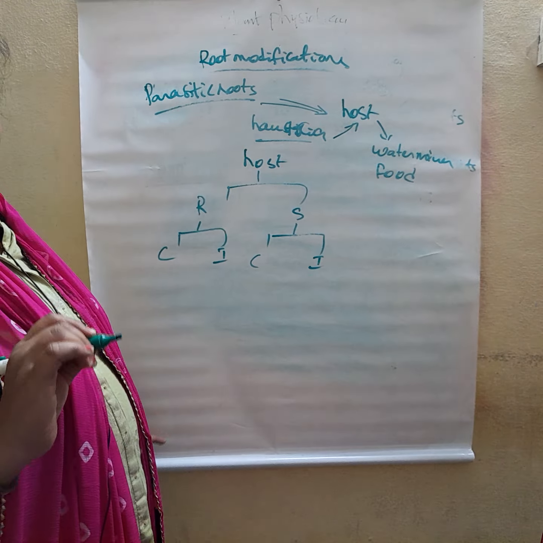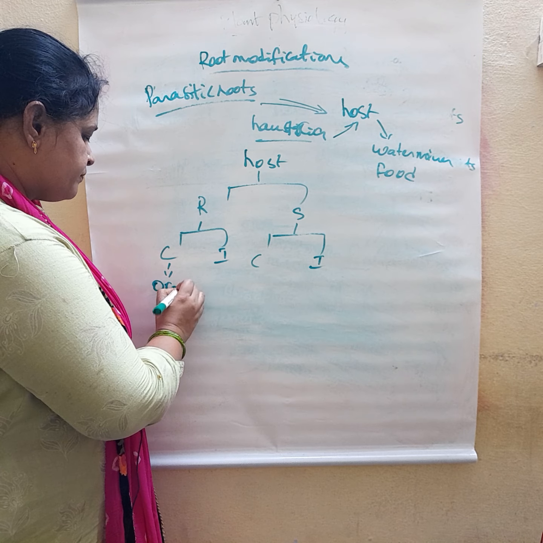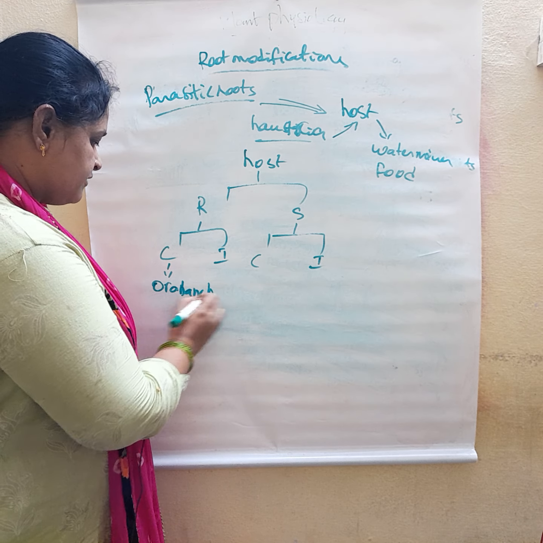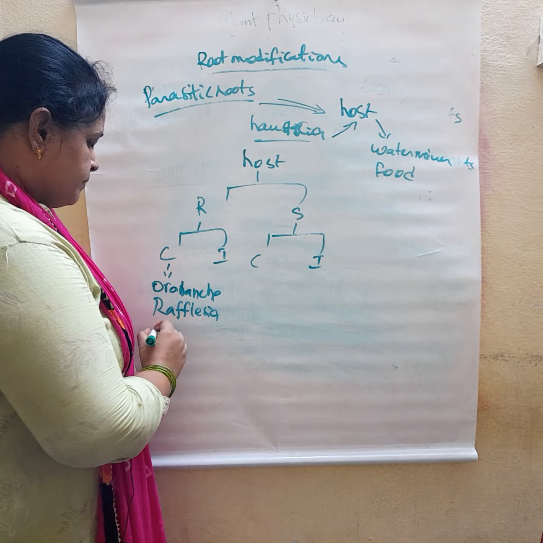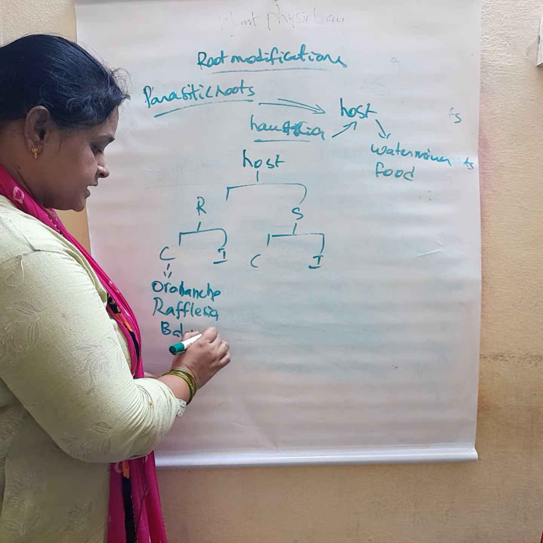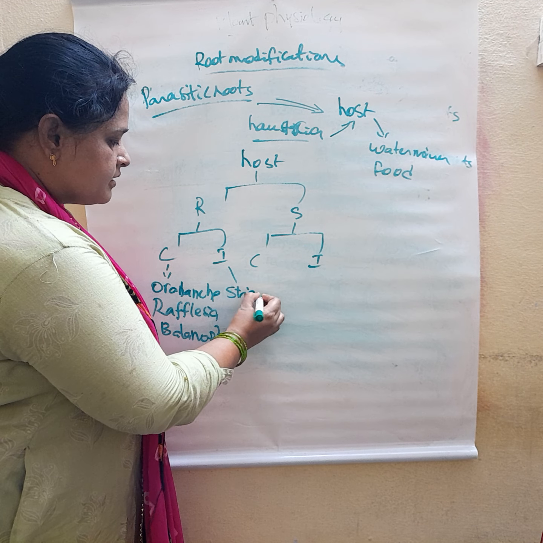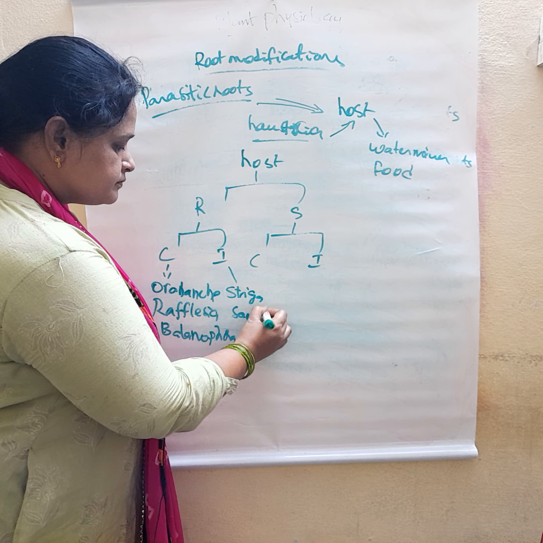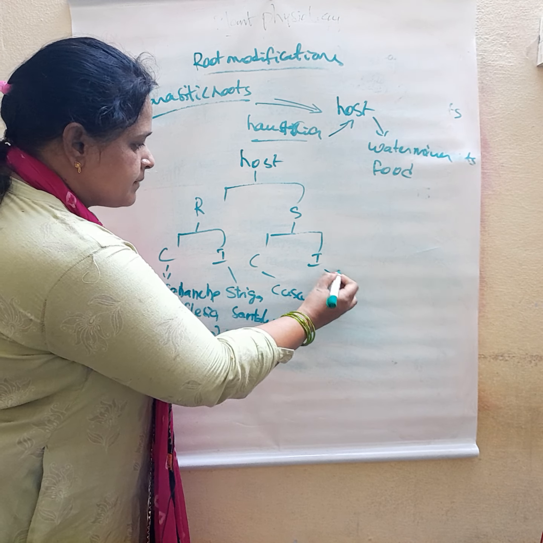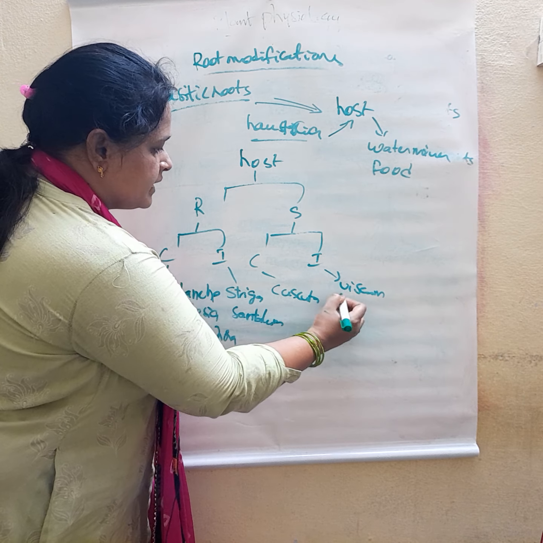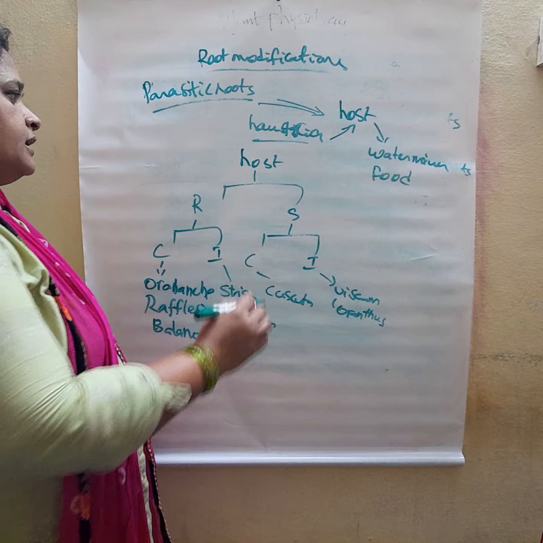stem incomplete parasite. Stem complete parasite example is Orobanche, Rafflesia, Balanophora are some of the examples for root complete parasite. Root incomplete parasite, Striga, Santalum. Stem complete parasite is Cuscuta. Stem incomplete parasite is Viscum and Loranthus. Okay, right.